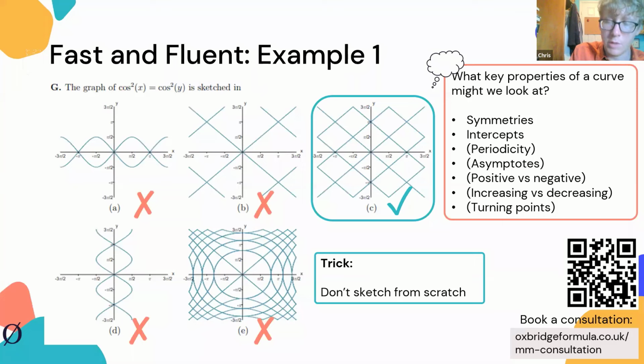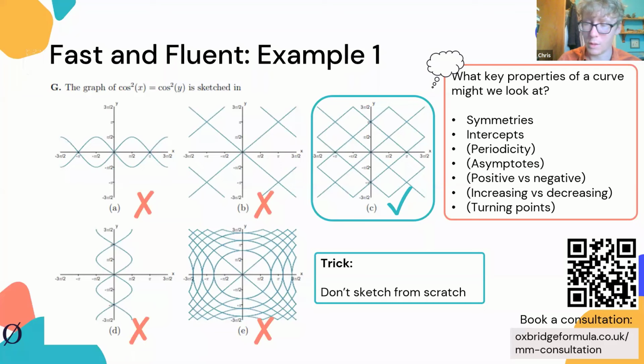Where the graph is positive versus negative, so should it have a positive value here or not? Where it's increasing versus decreasing, so sometimes you can see what the gradient should be, or whether it should increase or decrease. And likewise, I've put these two last because sometimes to find a gradient, you have to do a calculation, and that takes time. But you can also think about the turning points if you have an easy way to see where they should be.